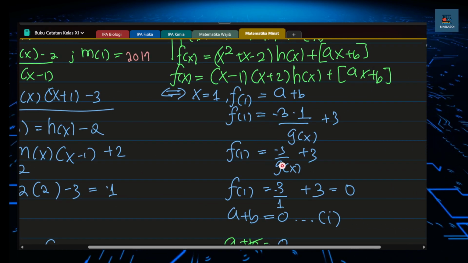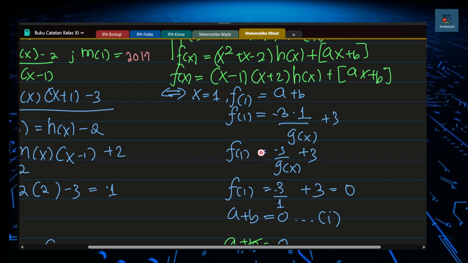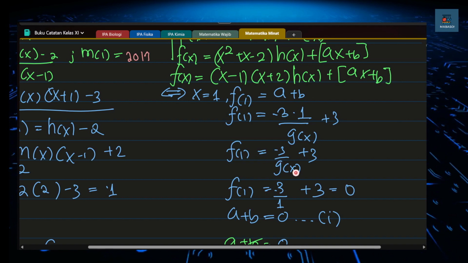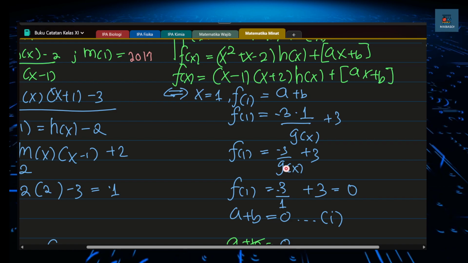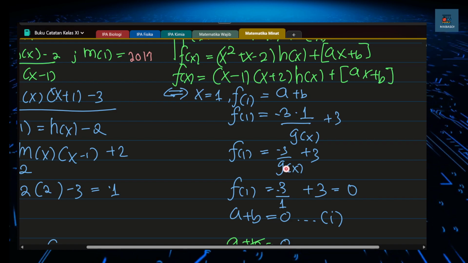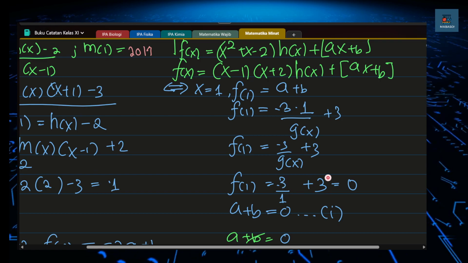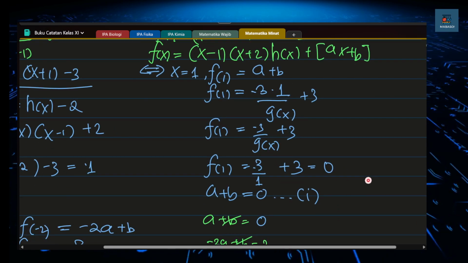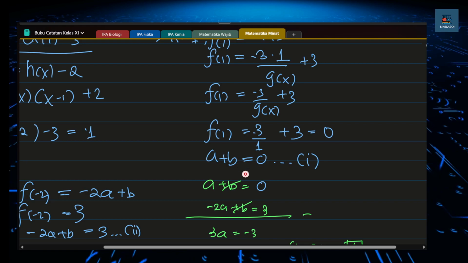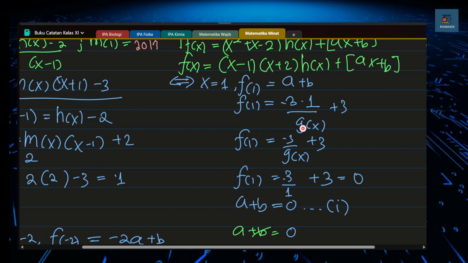Therefore, we could insert it into these equations. f of 1 is equal to minus 3 divided by g of 1. Don't forget to replace the x with 1. Therefore, minus 3 divided by 1 plus 3, this would be 0. So a plus b equals 0. Okay, this is the first equation, right?